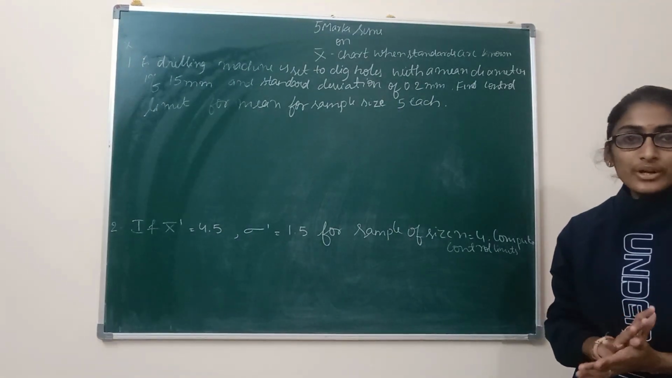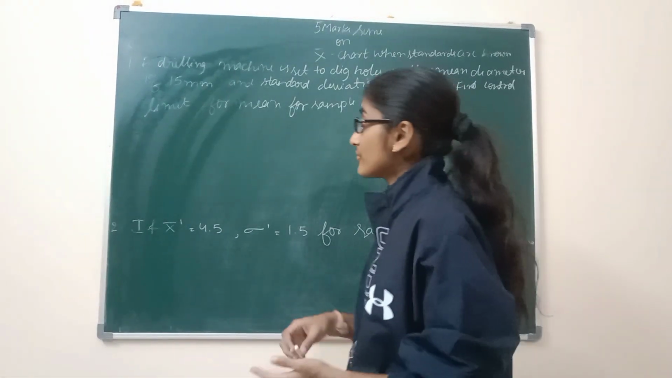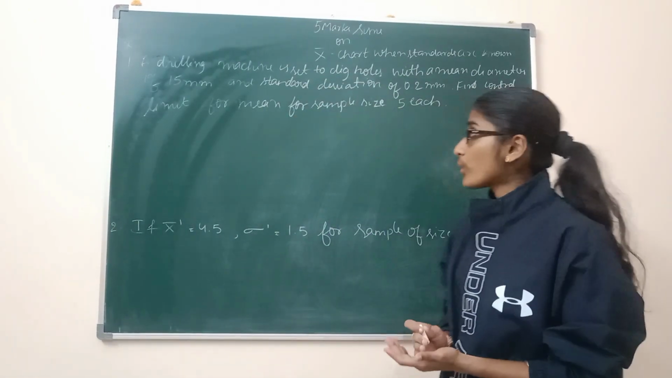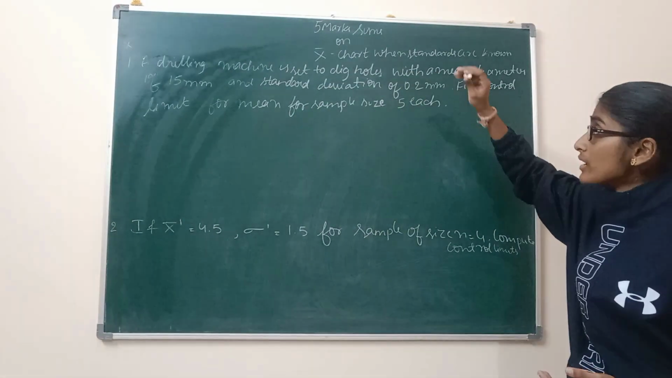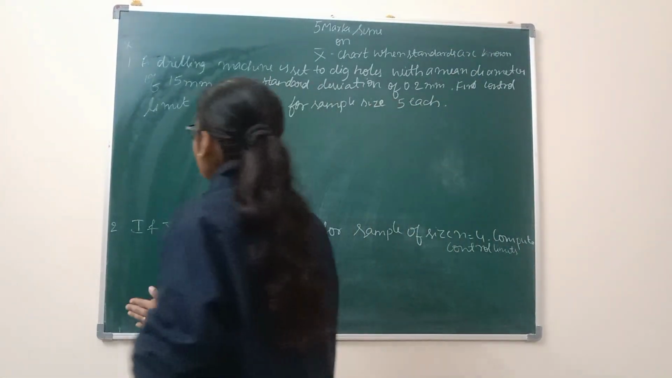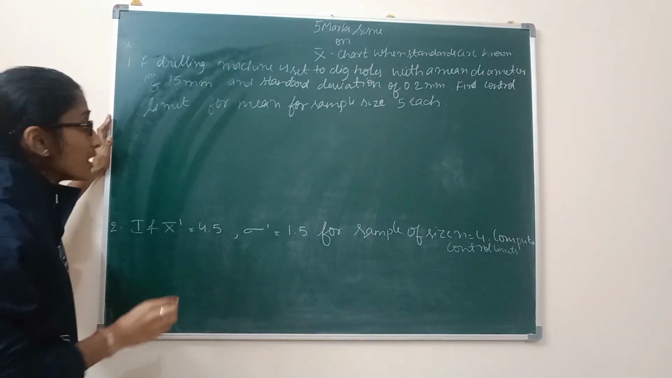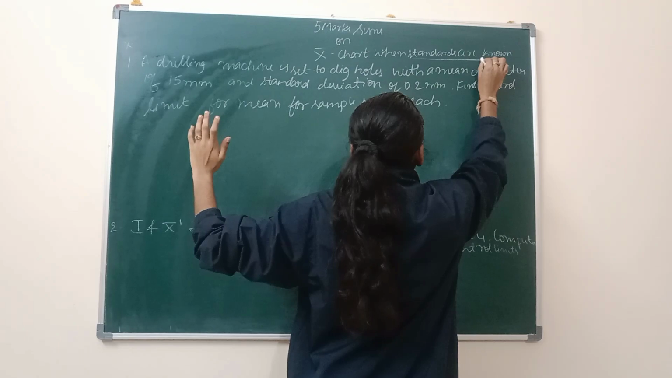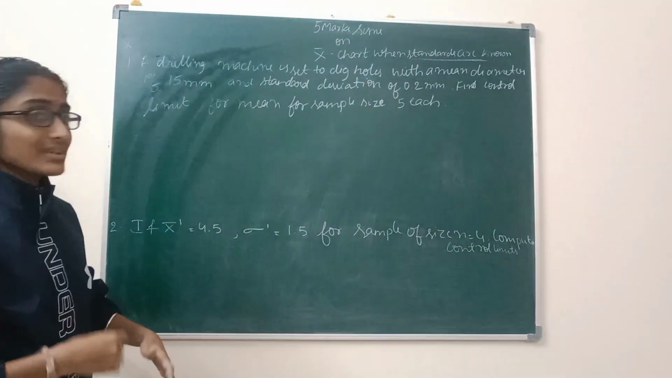So in the previous video I told you that in the further videos we'll be solving 5 mark sums which are very important under X bar chart for 5 marks. Under that, first we are going to solve 5 mark sums under X bar chart when standards are known. So how can we identify when standards are known?